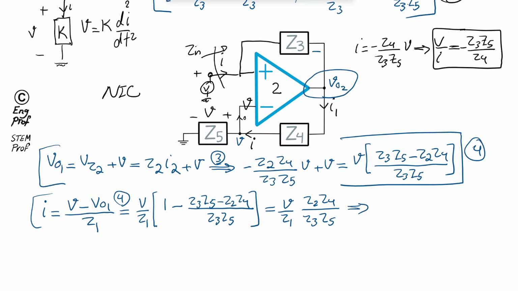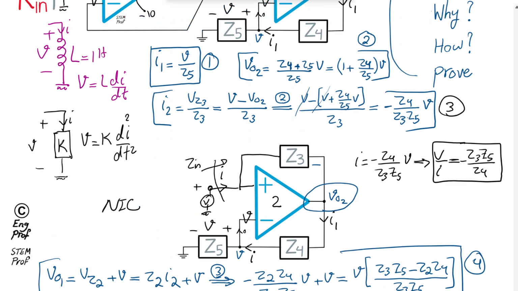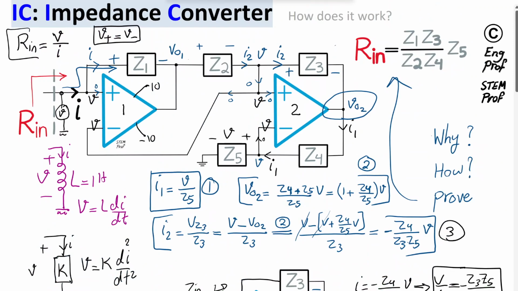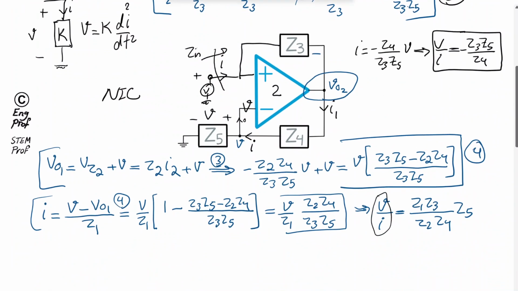So the last thing I need to do is find V as a function of I. So V over I becomes equal, just reshuffling things around, Z1, Z3, Z5 divided by Z2, Z4. Or you can write it this way, exactly as we needed to prove, and this is R in. V over I is what we refer to as the input impedance of this circuit, which we can also refer to as Zin instead of R in.